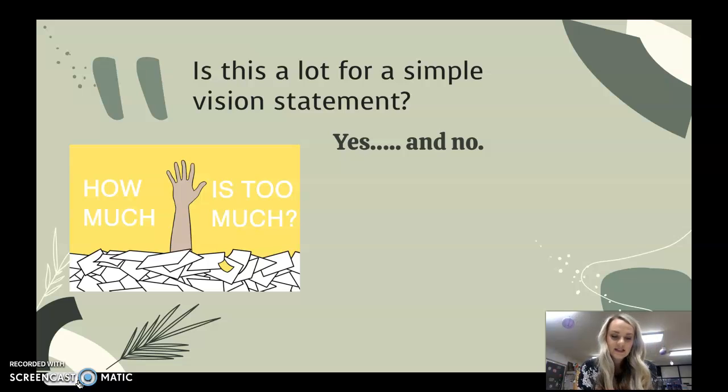I will mention this a little bit later in my presentation, but I do think that it depends on who you are and what you believe on whether you think that this is a lot for a simple vision statement, because I say yes or no. If you are somebody that believes vision statements are mindless sentences thrown together to sound good, then yeah, this is way too much work for those 2 to 3 sentences to be strung together and labeled at the beginning of your student handbook. But if you're a visionary leader who believes that your school begins and ends with that vision statement, then what I'm about to do is truly just enough.